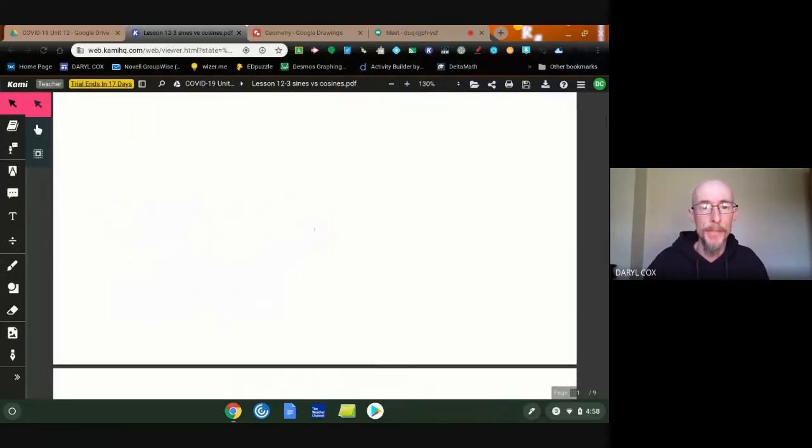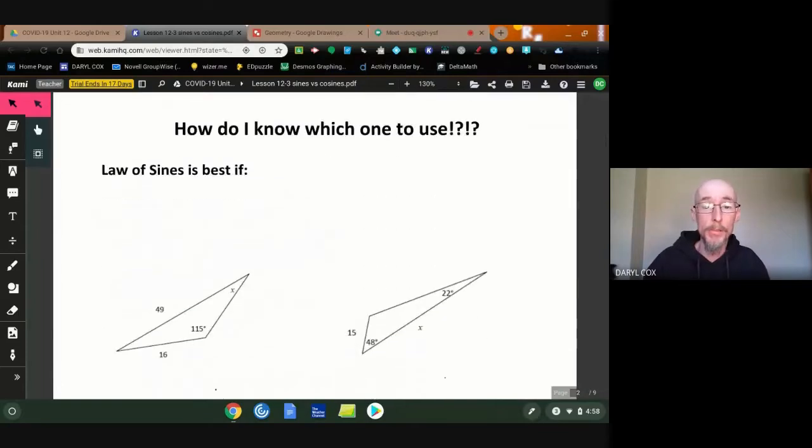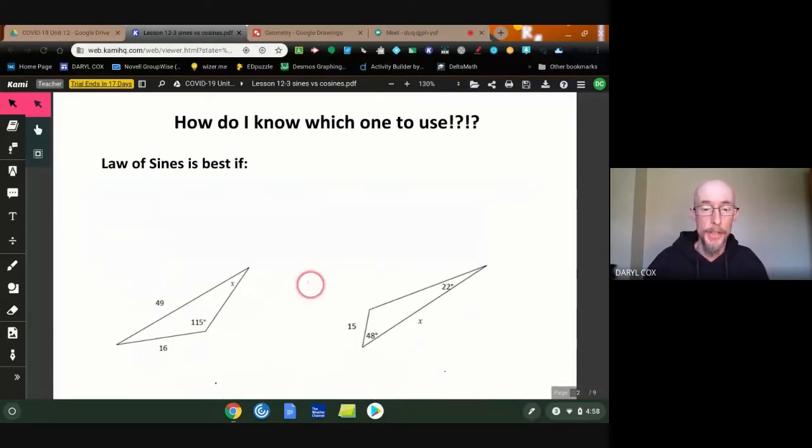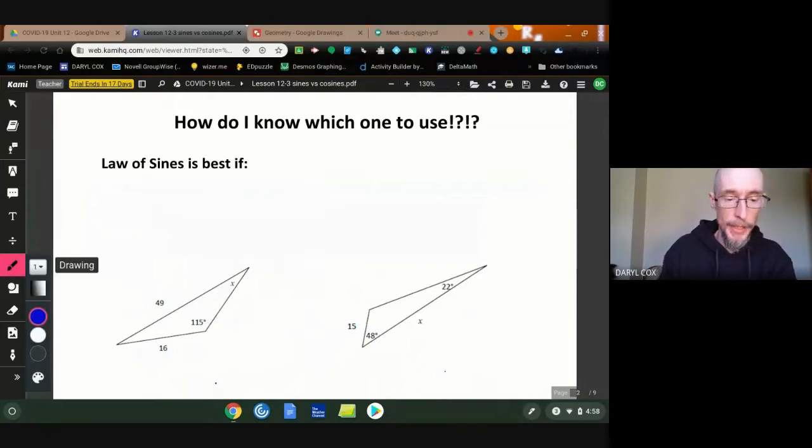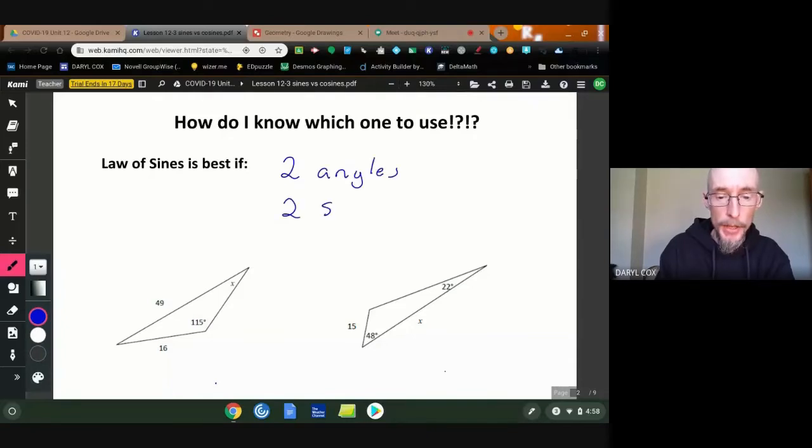Let's start with the law of sines. We actually talked about this when we first introduced the law of sines. We talked about when to use it. A couple things I need to know. To use the law of sines, I need to know two angles and two sides. Now, one of those four things is going to be my unknown.